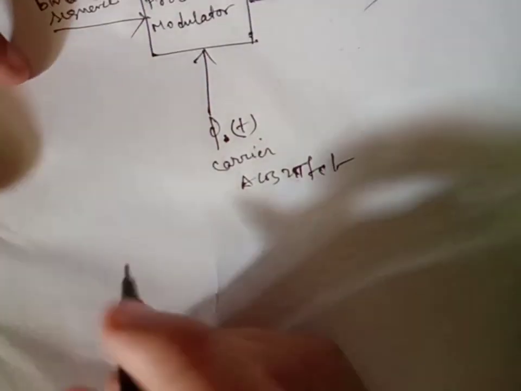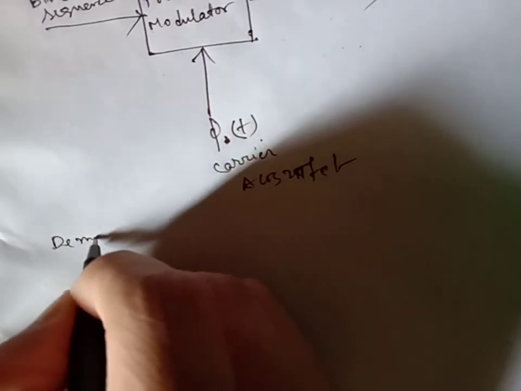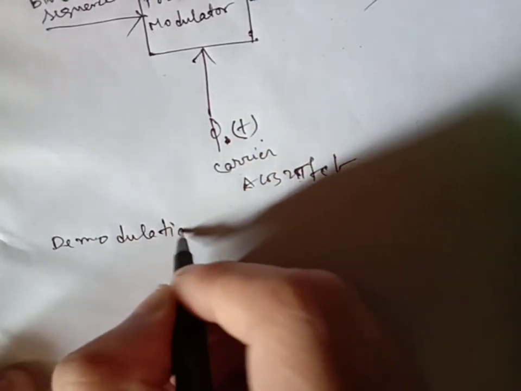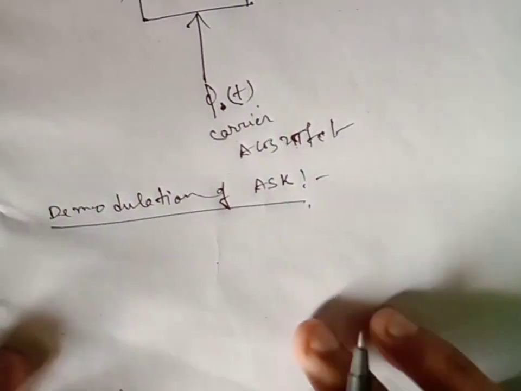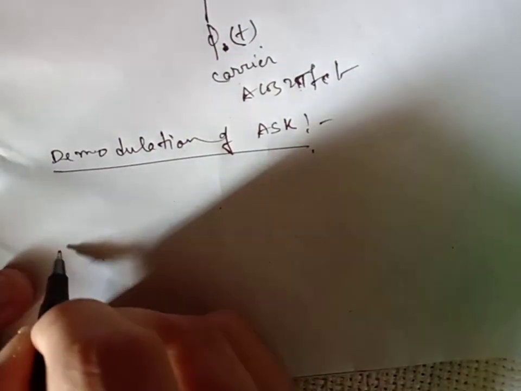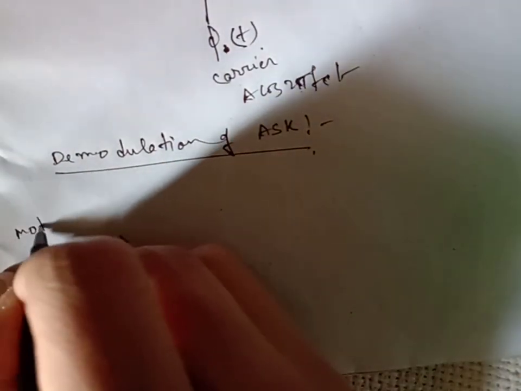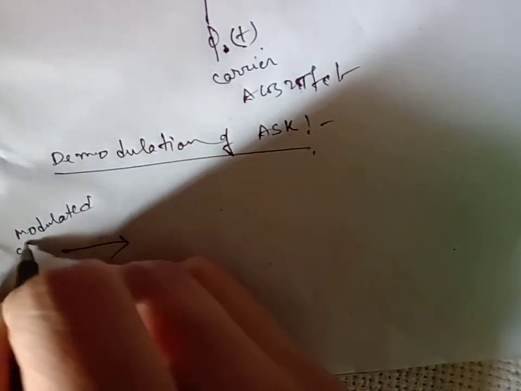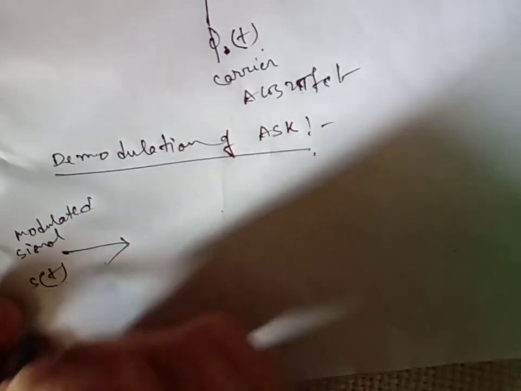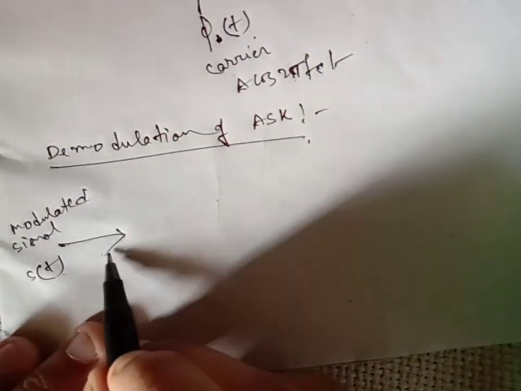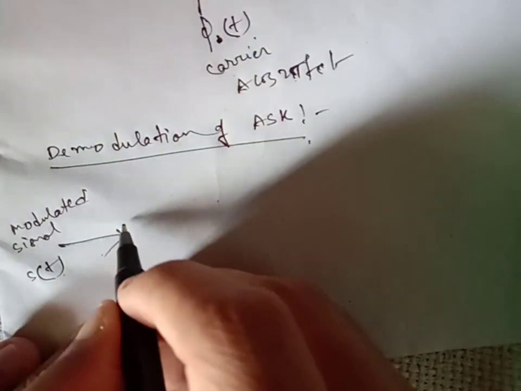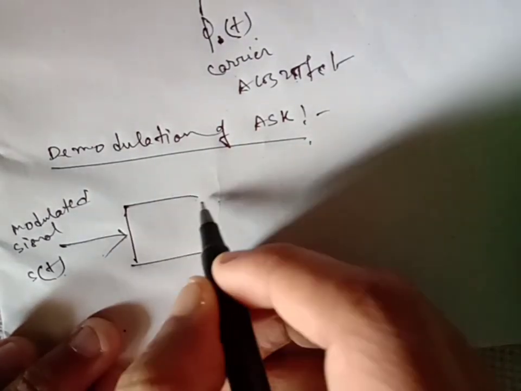Now come to the coherent detection of ASK. How to demodulate it? Here we again need a product modulator. So let me write like this: demodulation of ASK. So suppose this is the modulated signal, say S(t), which is being transmitted from the transmitter. Here this signal is taken, this is received. Let it be inputted to the product modulator.